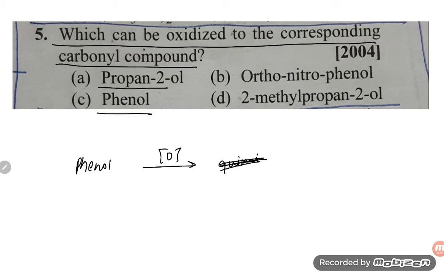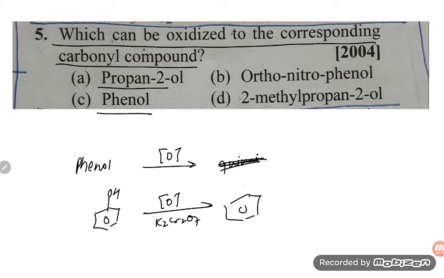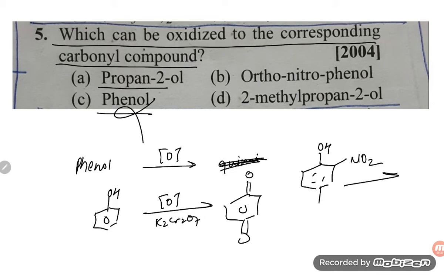This is the oxidation of phenol. If you are taking the oxidizing agent K2Cr2O7, it is going to give a compound like that. So phenol is not the answer, and neither is orthonitrophenol. If it is oxidized, student, it will give a compound this way. So this cannot be 2-methyl propane 2-ol, so propane 2-ol is there.